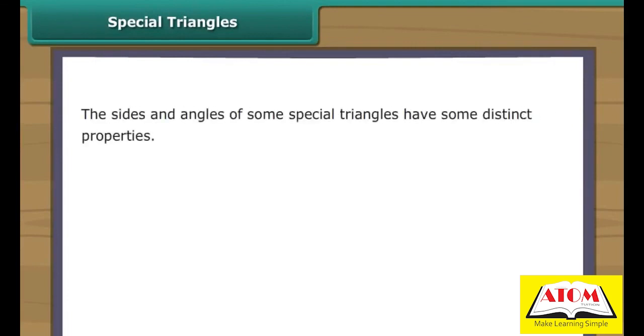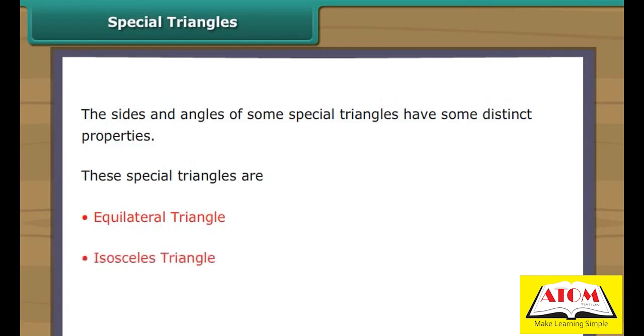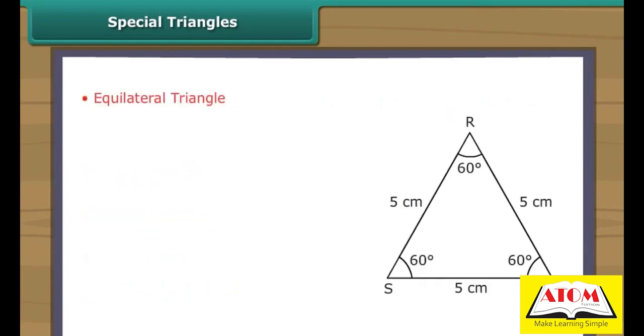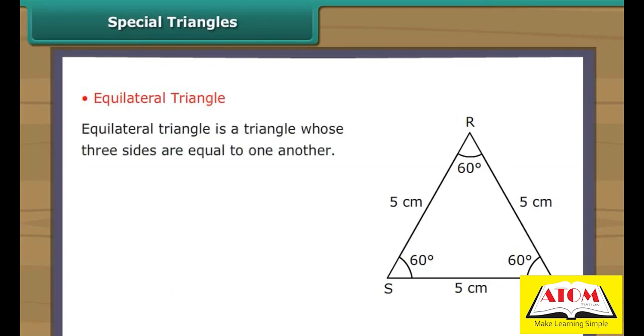Special triangles. The sides and angles of some special triangles have some distinct properties. These special triangles are equilateral triangle, isosceles triangle, right-angled triangle. Let us learn about them. Equilateral triangle. Equilateral triangle is a triangle whose three sides are equal to one another.